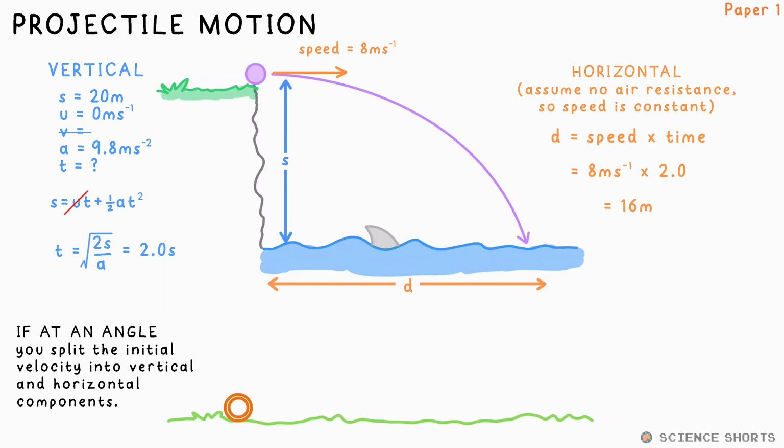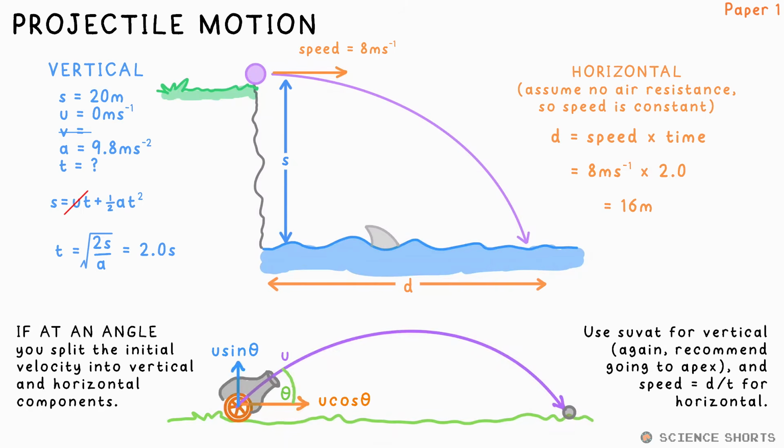For objects fired at an angle, you need to resolve the initial speed into horizontal and vertical velocities. Check out my easy vectors trick video for the best way on how to do that. Again, we use suvat for vertical and speed equals distance over time for horizontal. Like the ball being thrown upwards and coming back down, you might need to split the trajectory in half and just go from the start to the apex.